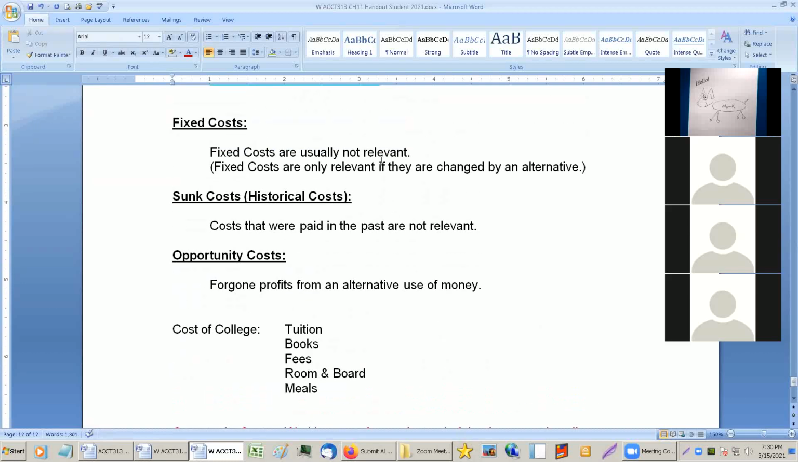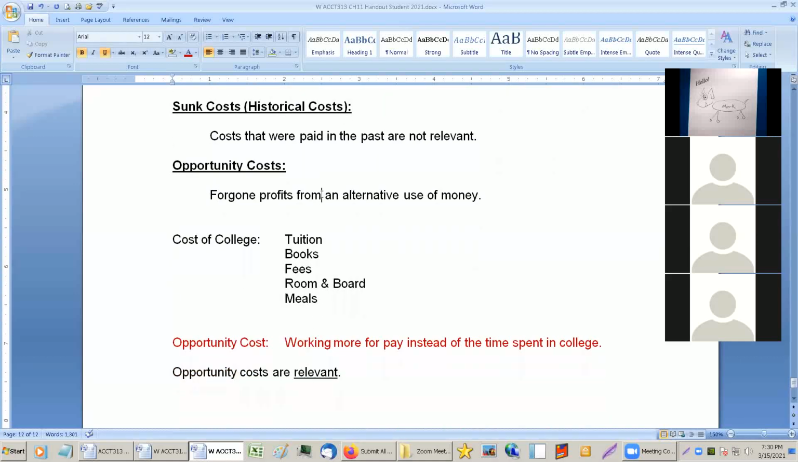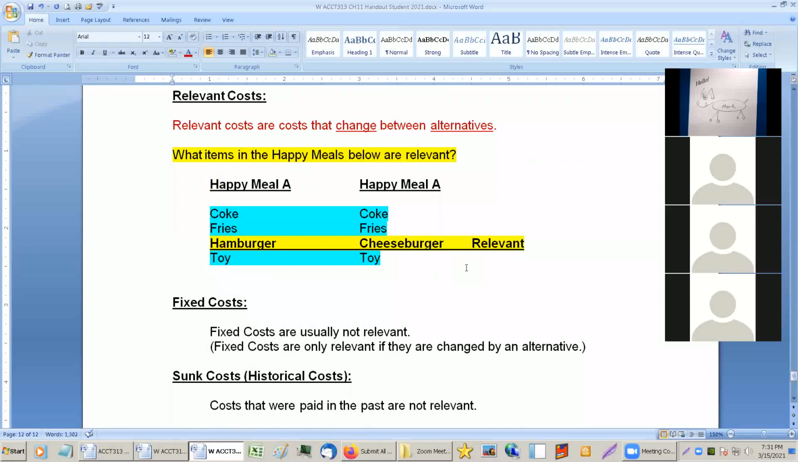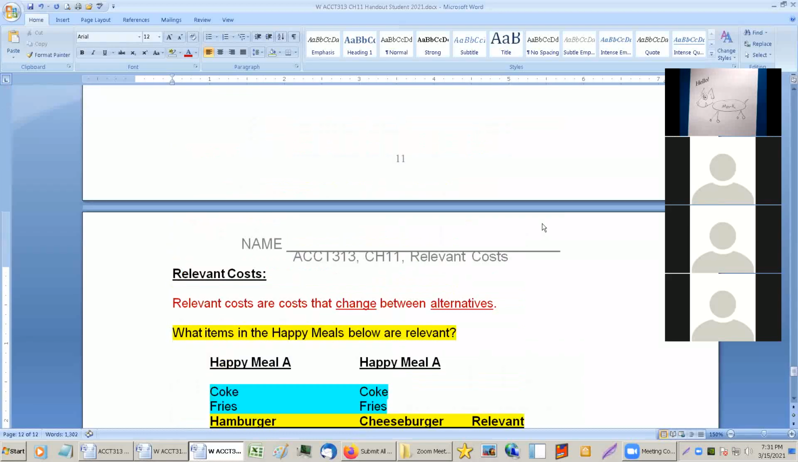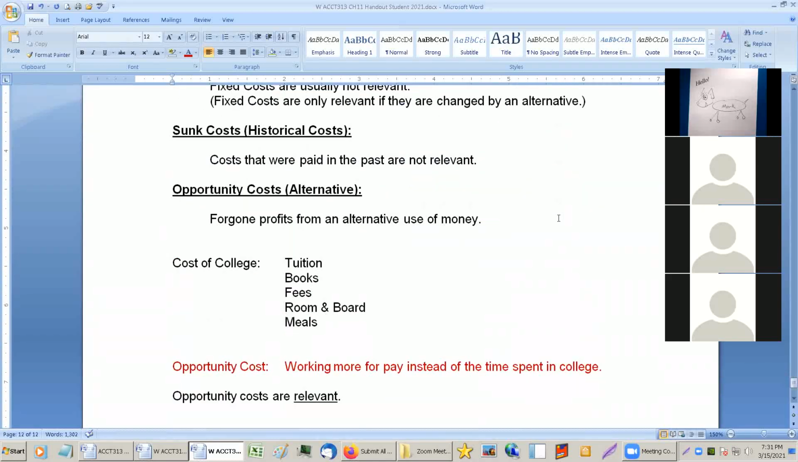So fixed costs generally not relevant. Historical costs are never relevant. Can't change them. Opportunity costs are basically another alternative. An alternative of going to college could be not going to college. Okay. Question on those?